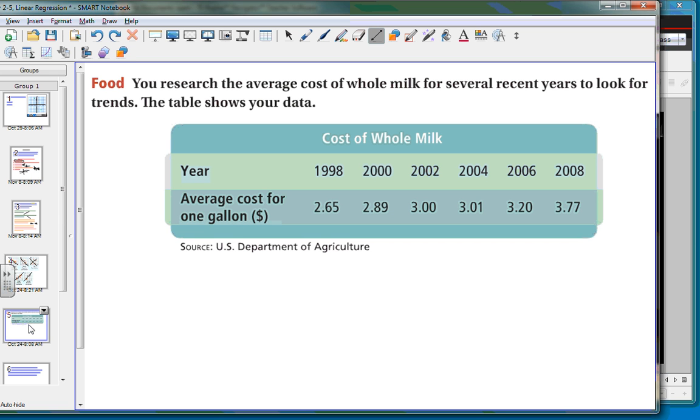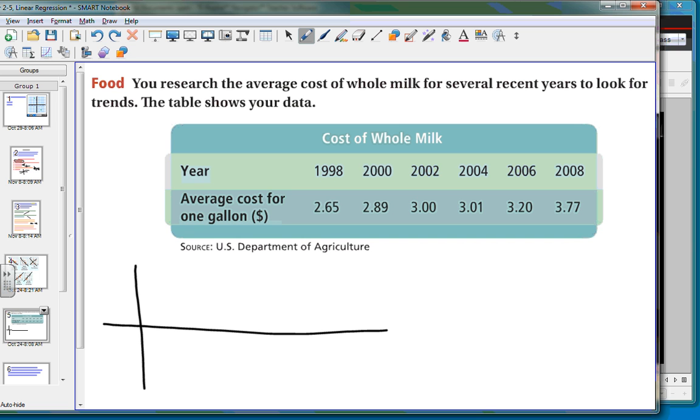Okay. Now let's talk about this a little bit. We have year 1998, and the average cost of a gallon was $2.65. Year 2000 was $2.89, and so on and so forth. Now, let's talk about graphing this. How do I make a scatter plot of this? What's going to be my y and my x-axis?